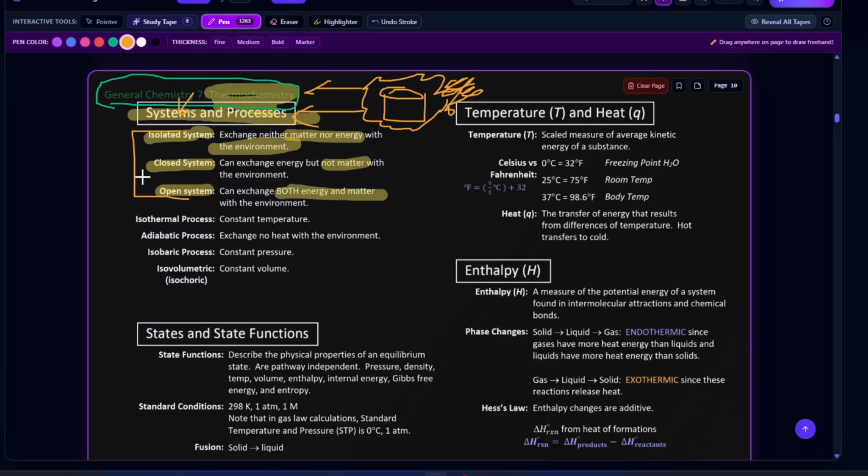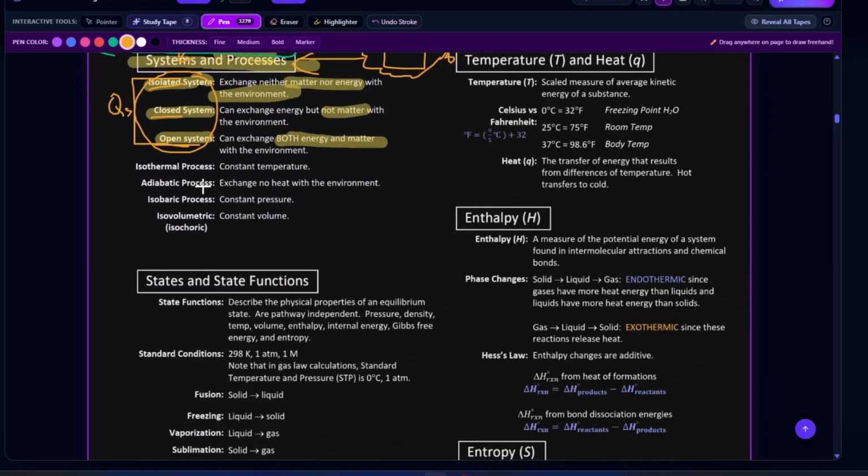So you should be able to tell the difference between an isolated system, a closed system, and an open system. Study these terms together and do your practice questions for those, so you can test yourself on whether you actually understand the differences and can differentiate in real life circumstances.